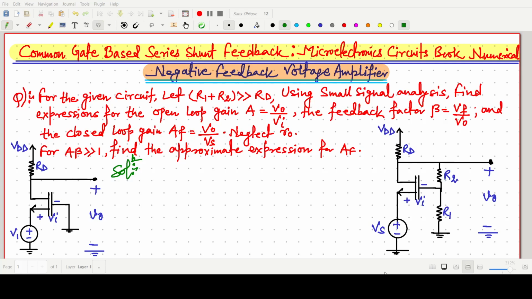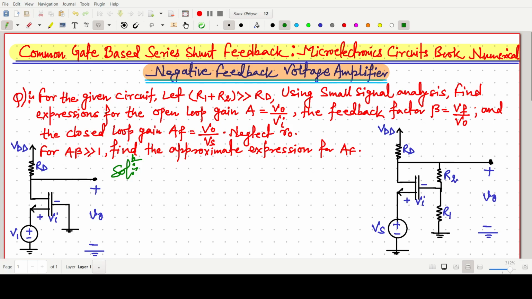Welcome everyone. In this video lecture, we will solve a numerical based on a negative feedback voltage amplifier which consists of a common gate based series shunt feedback. This problem is from the Microelectronics Circuits book. Here there is a negative feedback voltage amplifier which is based on the common gate amplifier.